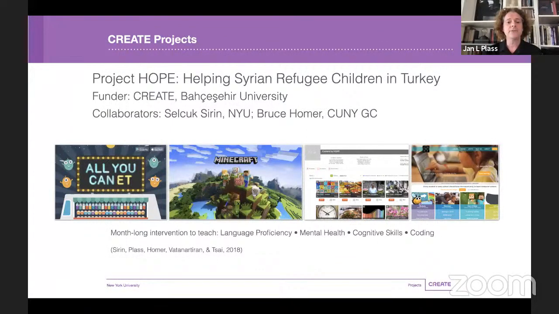So we also have used this model and these outcomes for a project where we helped Syrian refugee children in Turkey. We had a month-long intervention to teach language proficiency, mental health, cognitive skills, and coding. And we used the same design framework that I just showed you for some of our games, such as All You Can Eat Tea, that I'll talk about more. Minecraft, we had Cerego, which is a learning engine, and on the right, code.org to learn about coding. And that was all put together in a 4-week curriculum, and we found positive outcomes on each of these indicators of the outcomes that we intended.